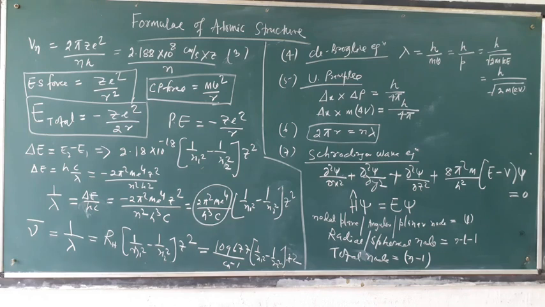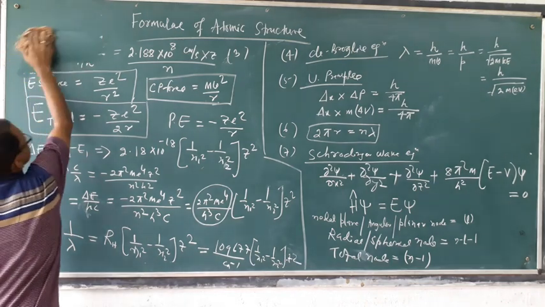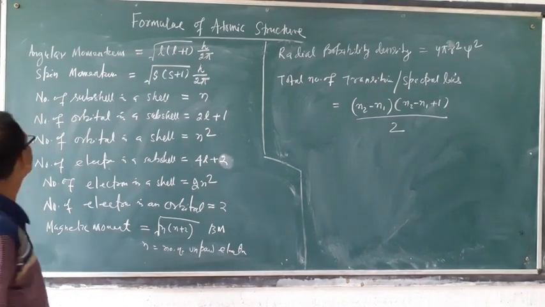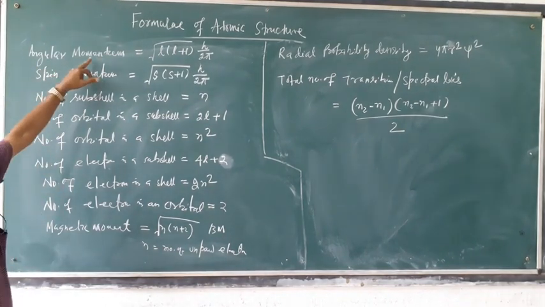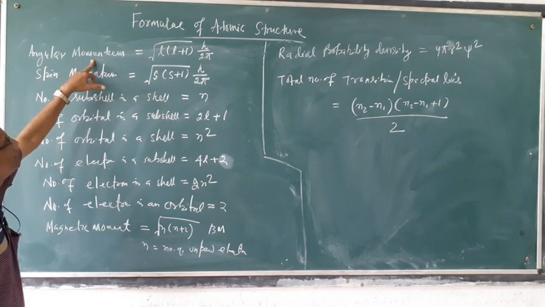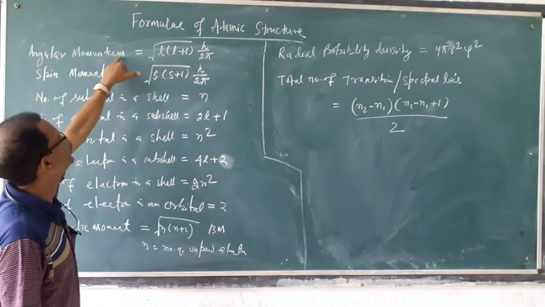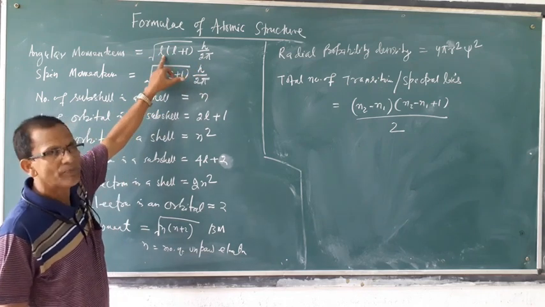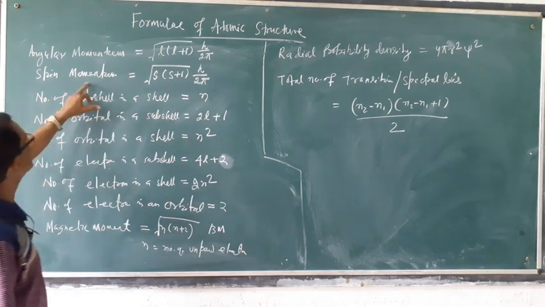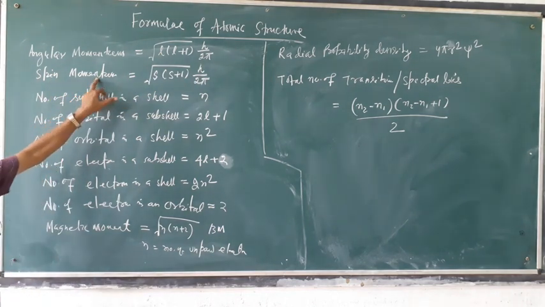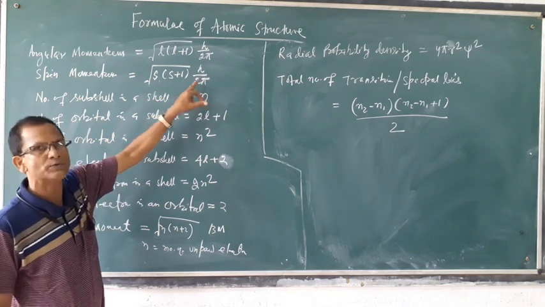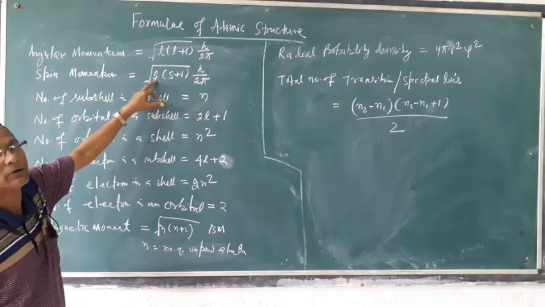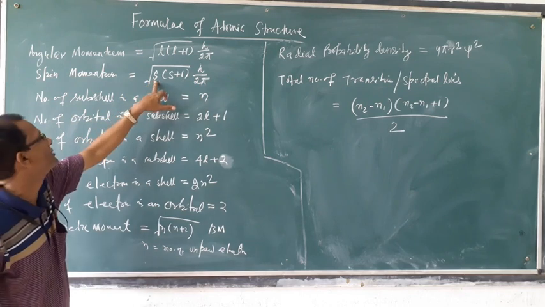Okay. This is regarding the number of nodes. Next, the remaining formulas. Angular momentum of the electron in a particular orbital is equal to square root of L into L plus 1, into h by 2 pi. Here L is the azimuthal quantum number. Spin momentum of an orbital is equal to square root of s into s plus 1, into h by 2 pi. What is s? S is the spin quantum number, that is either plus half or minus half.